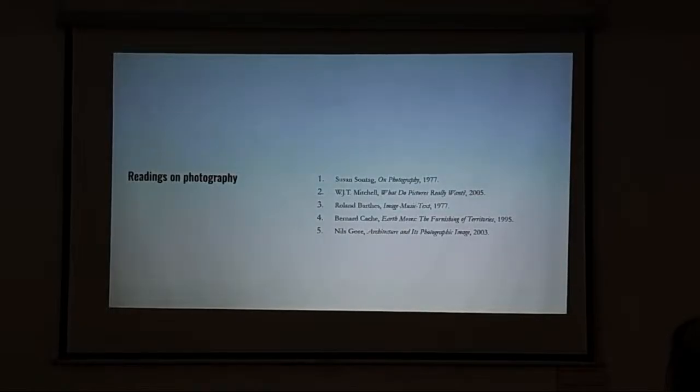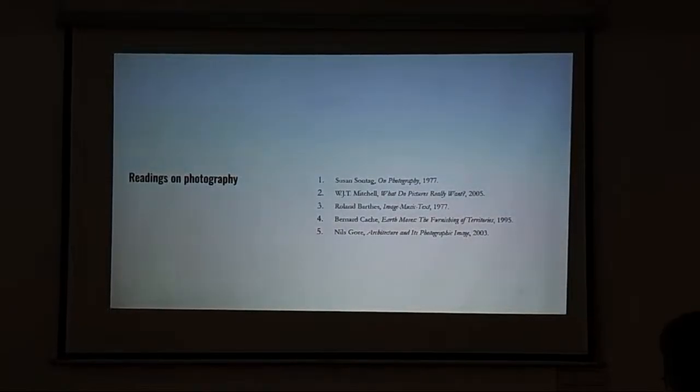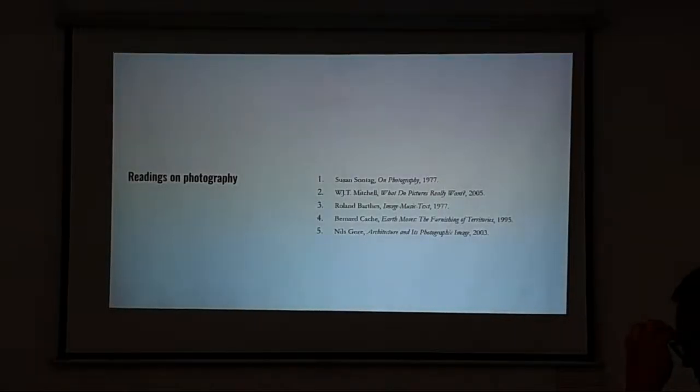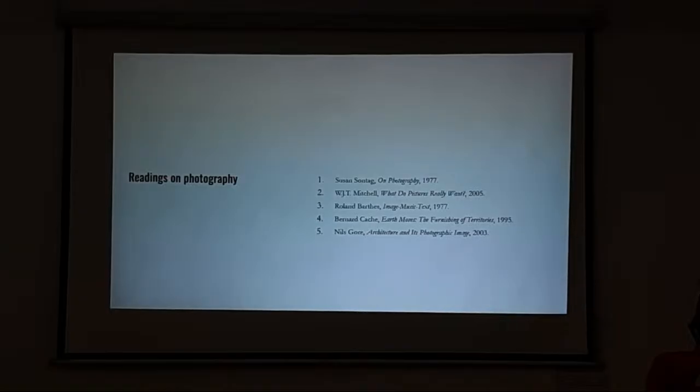These were On Photography by Susan Sontag, What Do Pictures Really Want by W.J.T. Mitchell, Image, Music, Text by Roland Barthes, Earth Moves, The Furnishing of Territories by Bernard Cache, and Architecture and its Photographic Image by Niels Gore. These texts help set up a framework through which to read and understand images. They stand on each other's shoulders, and I bring them up in this presentation to open up the framing of the field.